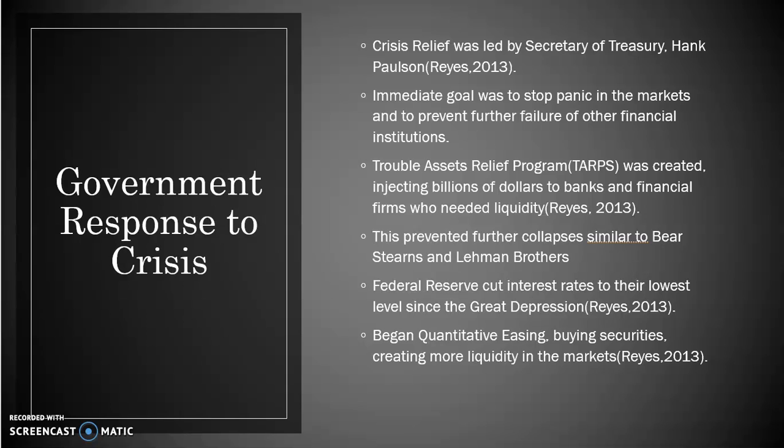At the same time, the Federal Reserve cut interest rates down to zero to help spark stimulation, and began quantitative easing, a fancy way of saying buying securities and putting more liquidity in the market in order to cause stimulus and prevent full-on contraction, basically stopping a recession from going into a depression.